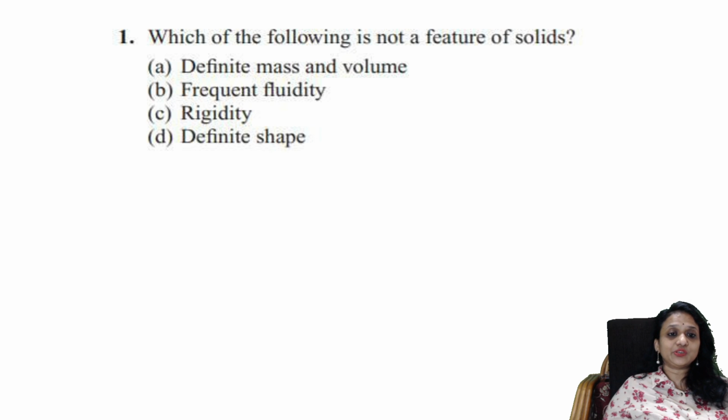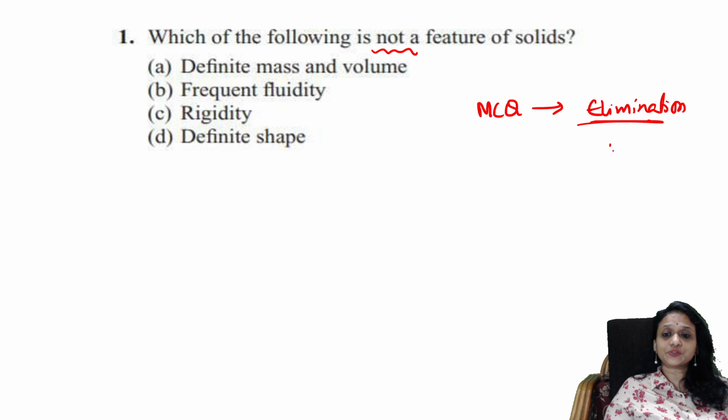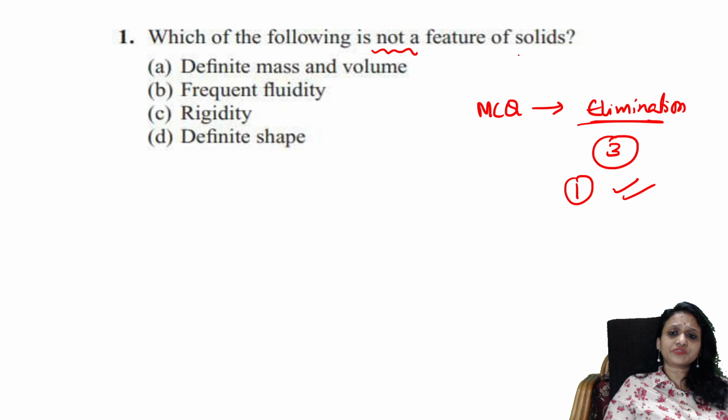The first MCQ, easy. Which one of the following is not a feature of solid state? Maximum questions will be of the 'not' type, because MCQs are always elimination type of questions. You need to eliminate the three wrong options and one option will be perfectly right. So check that.